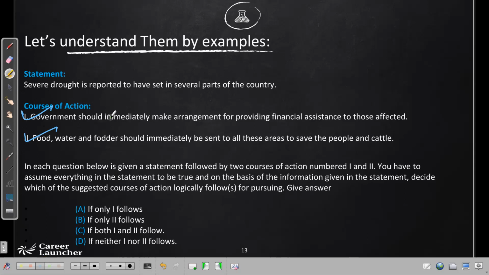How? See, we are not providing financial assistance, we are just immediately making arrangements for it, which I think is a sensible choice. Ideally, you should start making arrangements. For example, put up ads, put up a contribution helpline, look for donations and things. I think that is valid, and immediately getting the urgent supplies, even for free, is definitely valid because there is a severe drought. So both of them follow, and therefore the answer to this one is going to be C.